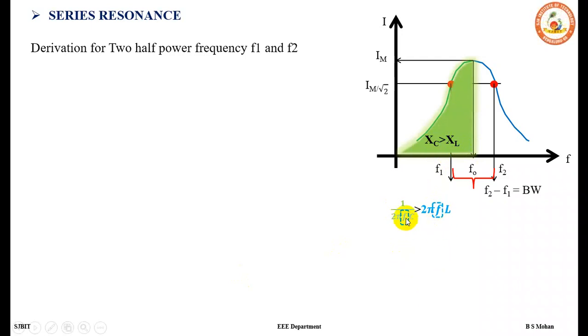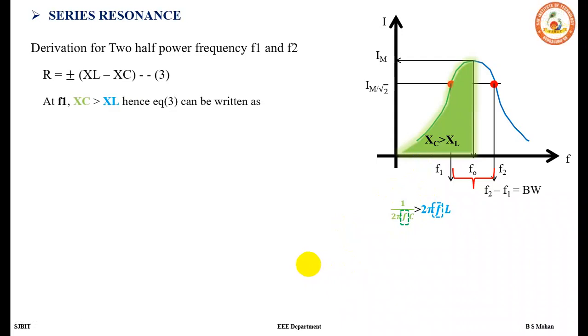So for smaller values of frequency, 1 by omega C will be larger, and this portion belongs to XC. Thus, for smaller frequencies, XC is greater than XL. So from the third equation, we assume a condition that for smaller frequencies, XC is greater. Thus, at F1, XC is greater than XL. Thus, rewriting equation 3 is very important, as R is equal to XC minus XL.